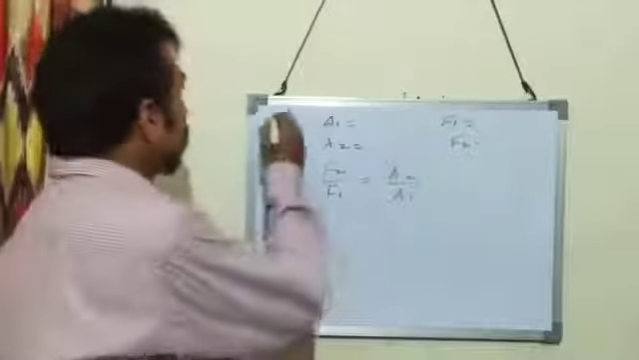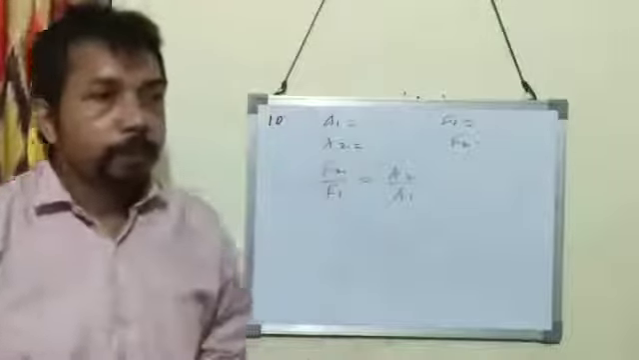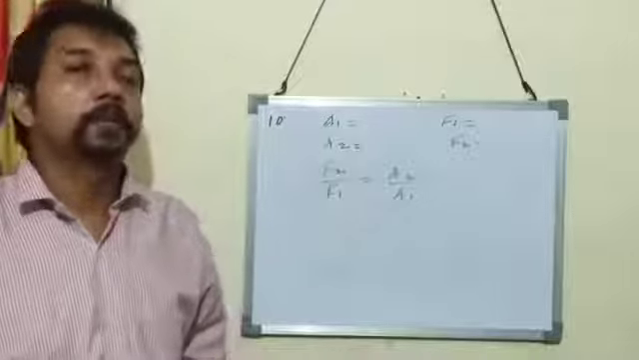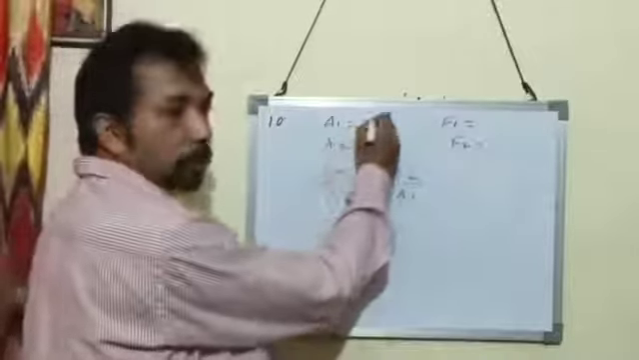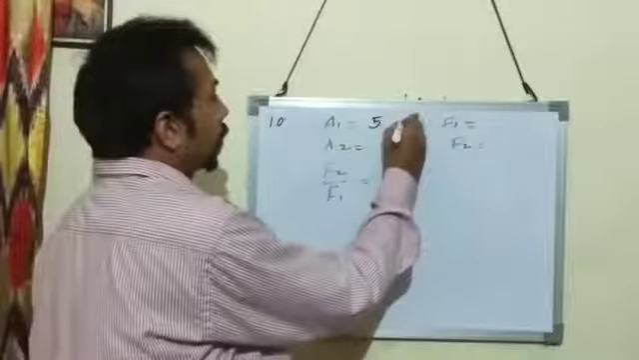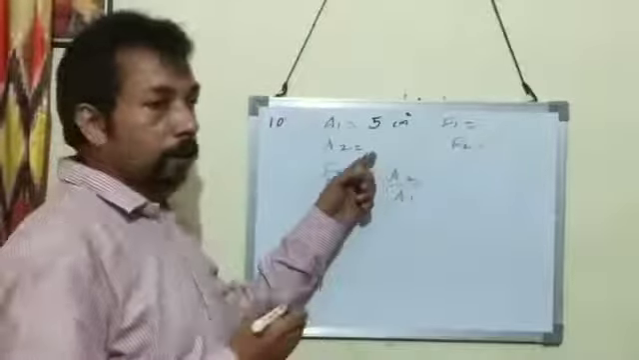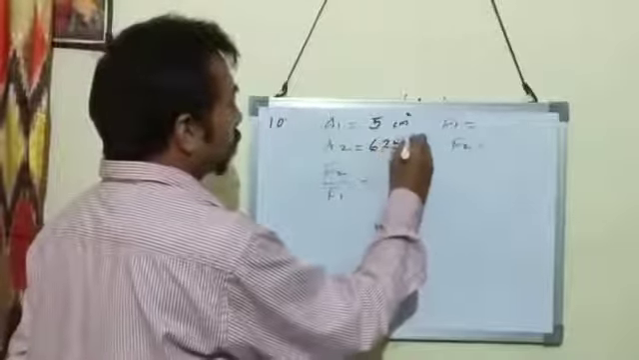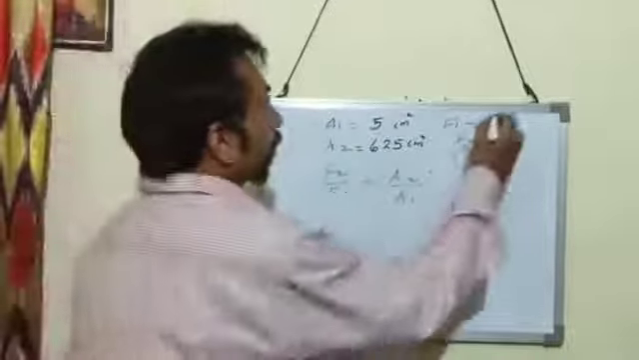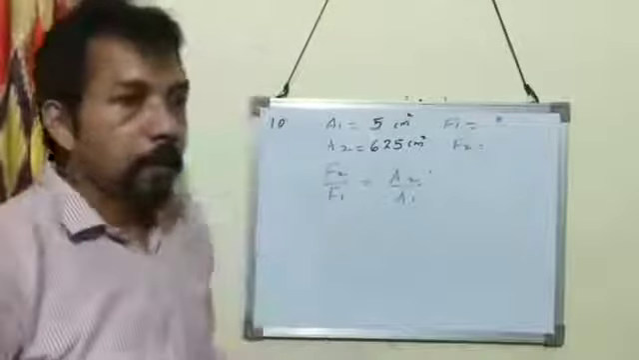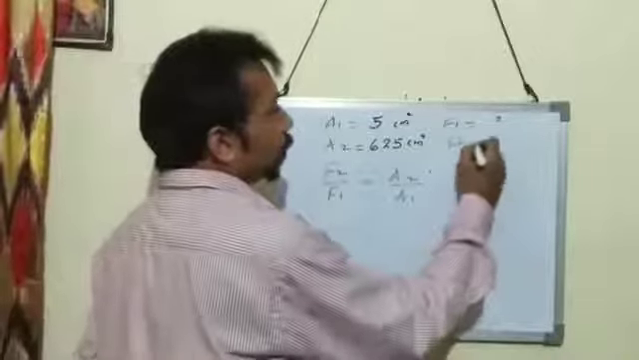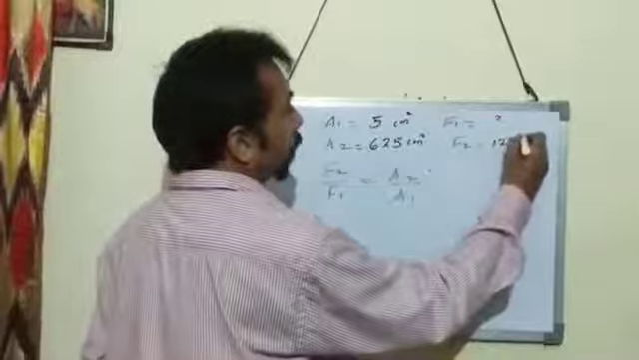Now we are doing question number 10. The areas of the pistons in a hydraulic machine are 5 centimeter squared and 625 centimeter squared. A1 is the area cross section of the smaller, that is 5 centimeter square, and A2 is the area cross section of the larger one, that is given as 625 centimeter square. What force on the smaller piston, that we have to find out. F1 we have to find out. It will support a load of 1250 Newton on the larger piston. Force on the larger one is given as 1250 Newton.